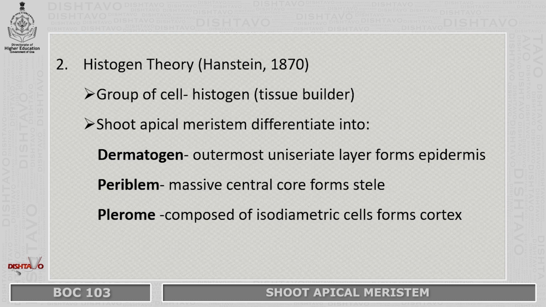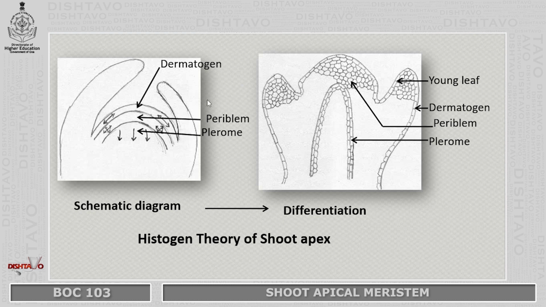Next is the periblem, which is the middle layer. It is the massive layer which undergoes divisions in various planes to form the core, that is the stelar region. And the innermost is the plerome. This is composed of isodiametric cells which upon differentiation form the cortex.